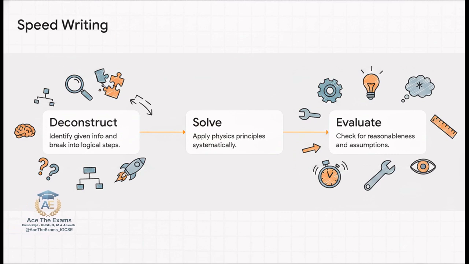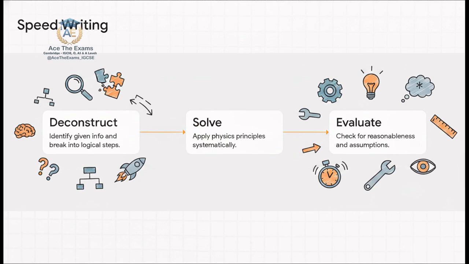Apply your physics principles systematically. We're talking clear notation, clear working. Third, evaluate. Do a reality check for reasonableness. Does your answer actually make physical sense? Look, if you calculate the center of gravity of a 10-meter flagpole to be 50 meters away, you know for a fact you've made a mistake.